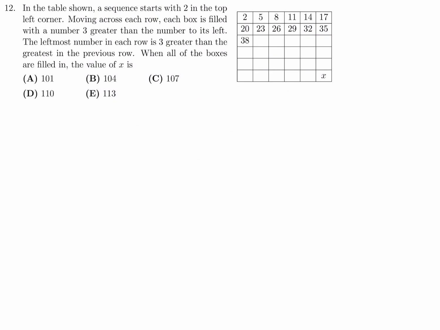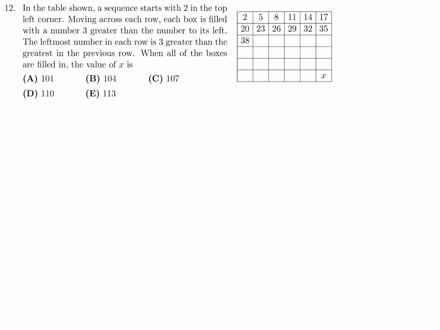In the table shown, a sequence starts with 2 in the top left corner moving across each row. Each box is filled with a number 3 greater than the number to its left. The leftmost number in each row is 3 greater than the greatest in the previous row. When all of the boxes are filled in, the value of x is. Here's x right down there.